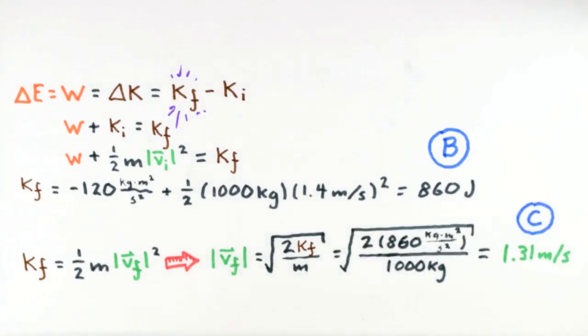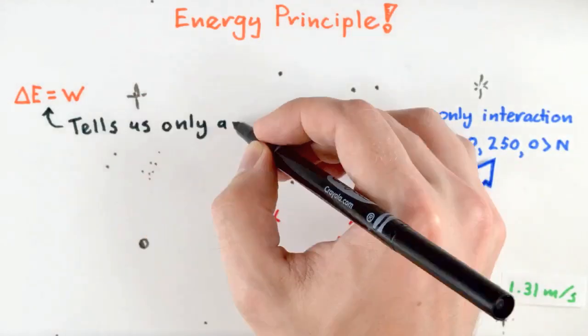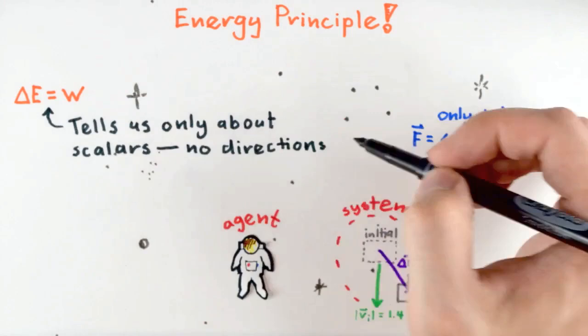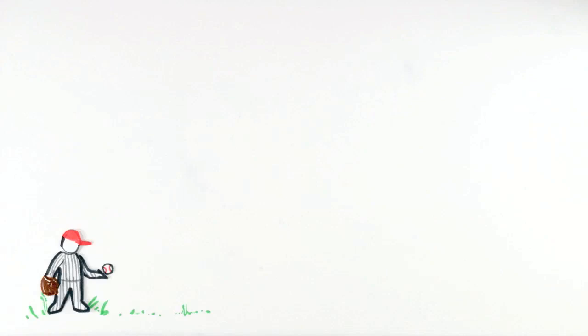Notice that in this part we solve for the speed, but we can't solve for the velocity. The energy principle is a scalar principle. It doesn't give us any direction information, so in general we can't use the energy principle to solve for vector quantities. Let's do another energy principle example.